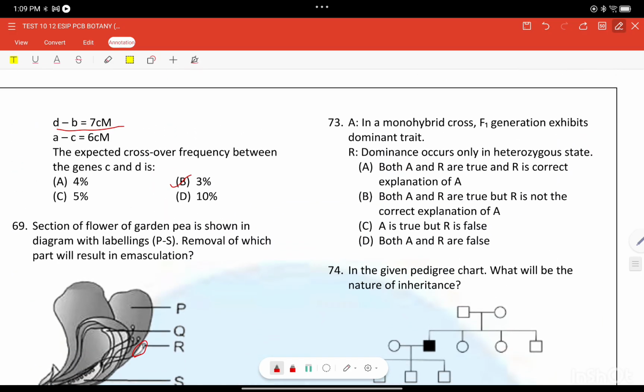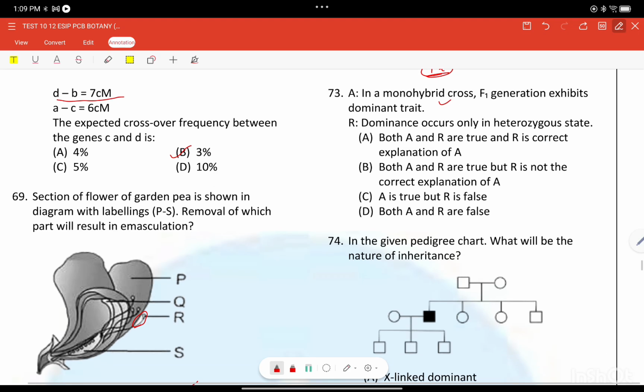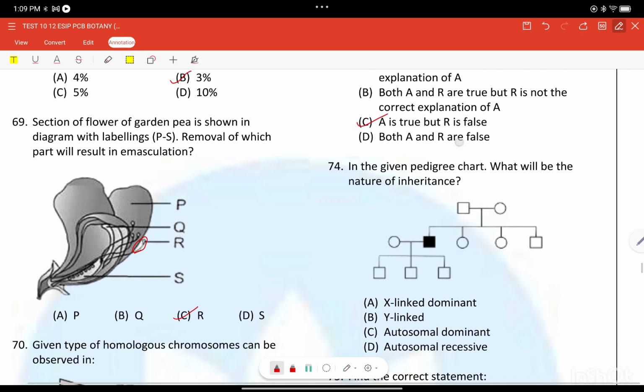In a monohybrid cross, the F1 generation exhibits the dominant trait. In a monohybrid cross, capital T is crossed with small t. For the first generation, it is capital T small t and the phenotype is tall. So this statement is correct. Dominance occurs only in the heterozygous state. It can occur in the homozygous state also. This is also dominance. So this statement is incorrect. A is true, R is false.